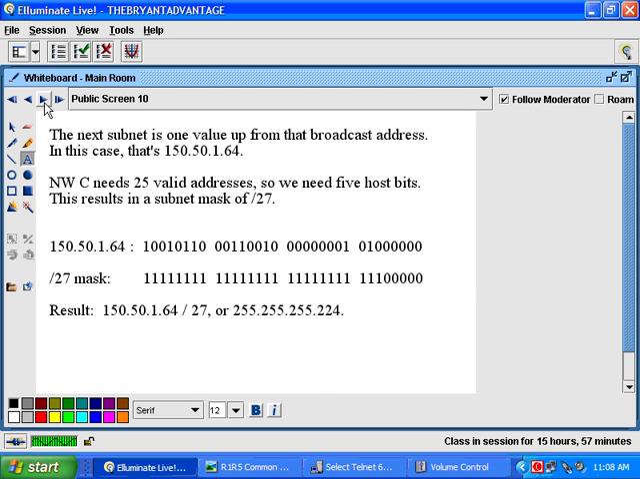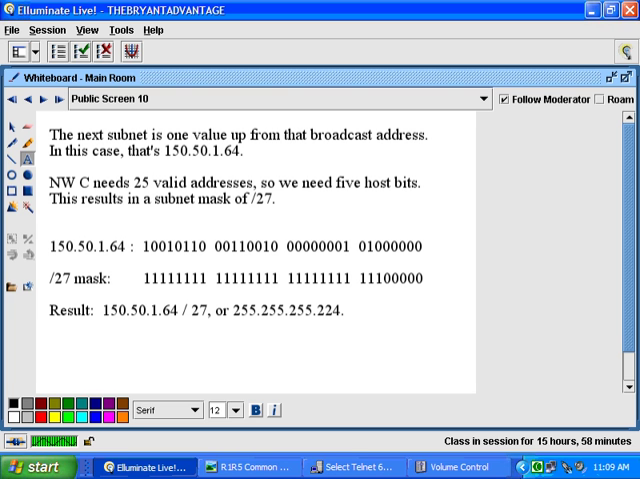That's up to you. Now, we're going to create our next subnet. And the next subnet is one value up from that broadcast address that we just came up with. The broadcast address was 150.50.1.63, so the next value up is .64, and that's going to be our network number.